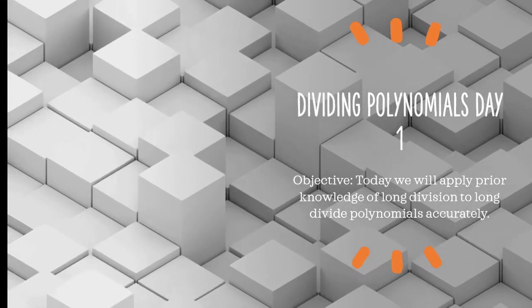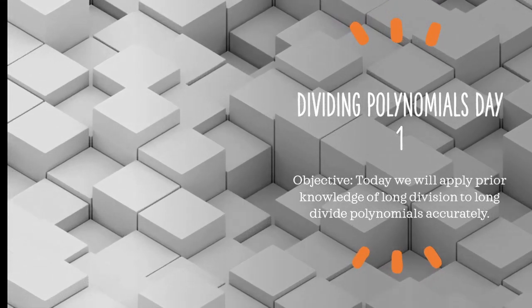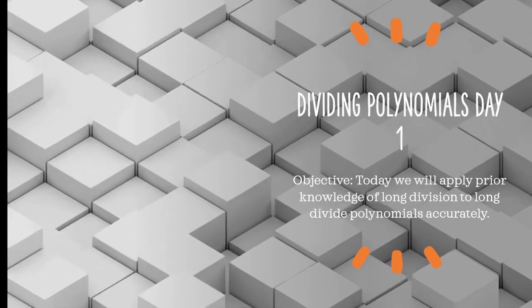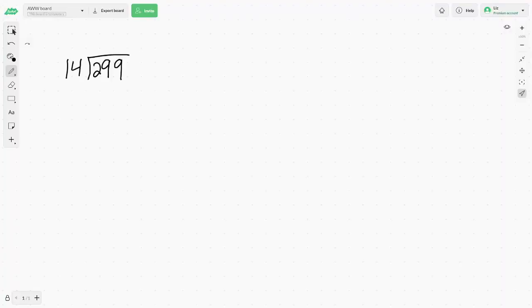Today we will apply prior knowledge of long division to divide polynomials accurately. Before we can look at dividing polynomials with long division, let's just look at long division in general to remind us how to do it. So if we have a number here, the way we long divide is we look at this number and we see how many times we can put them in here.